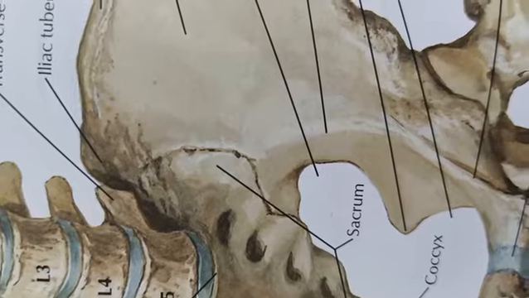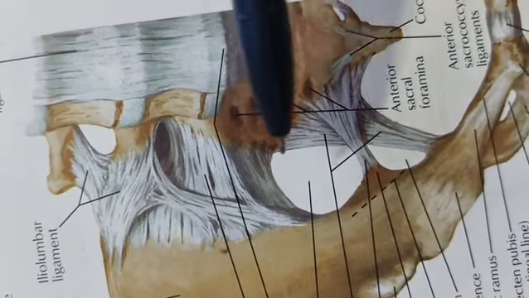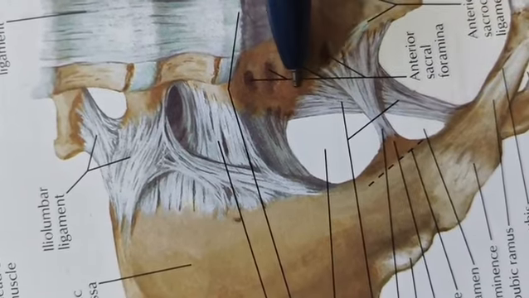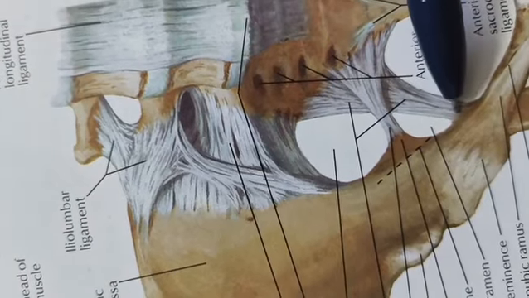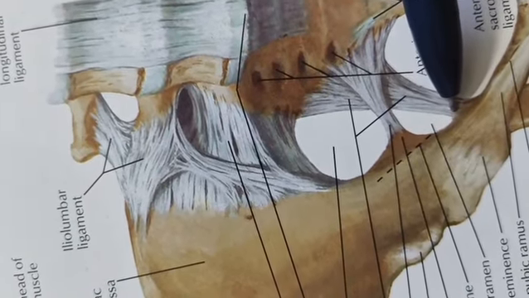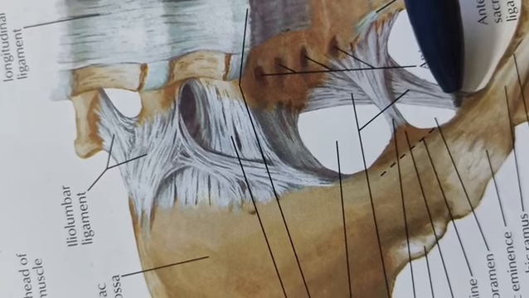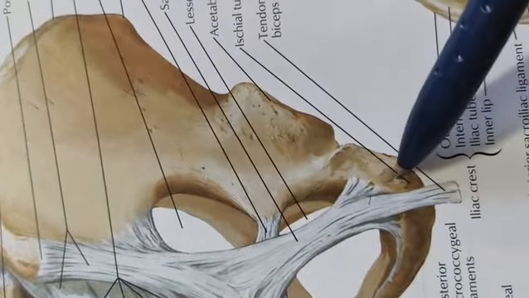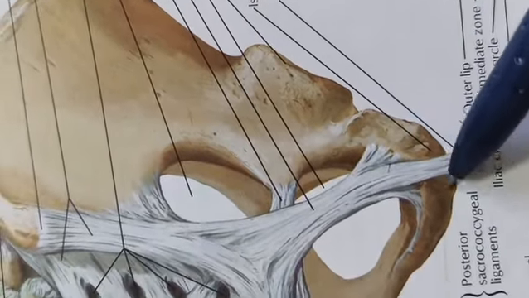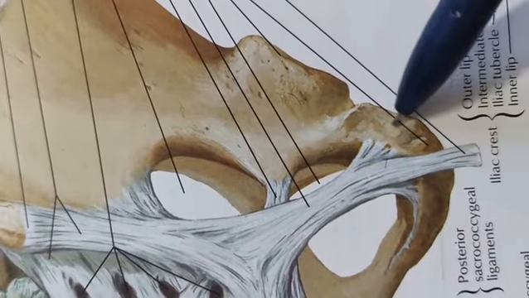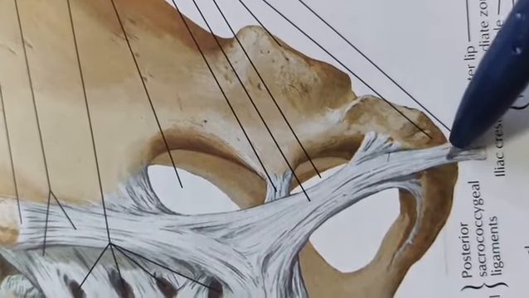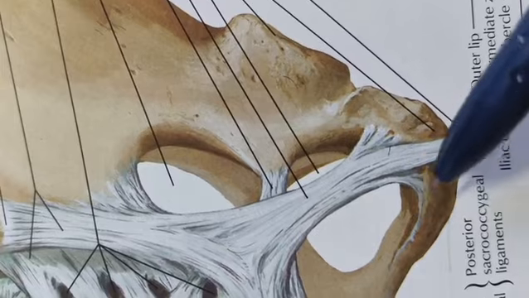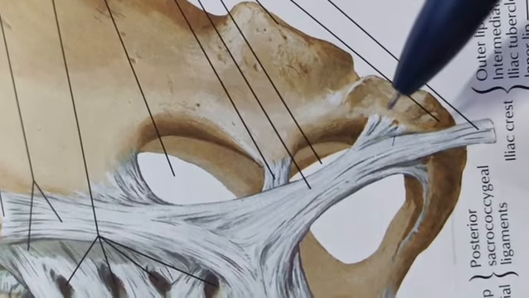Okay, if we see here, this is the sacrum. This ligament is coming from the sacrum to the ischial tuberosity. This bone is the ischium. This is the ischial tuberosity. Last class I discussed, you all know, the hamstring muscles. All the hamstring muscles arise from the ischial tuberosity.